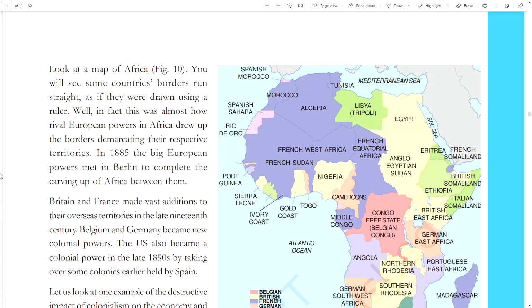Look at the map of Africa in the figure. You will see some countries' borders run straight as if they were drawn using a ruler. Well, in fact, this was almost how rival European powers in Africa drew up the borders, demarcating their respective territories. In 1885, the big European powers met in Berlin to complete the carving up of Africa between them.